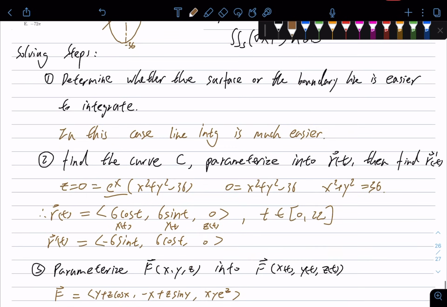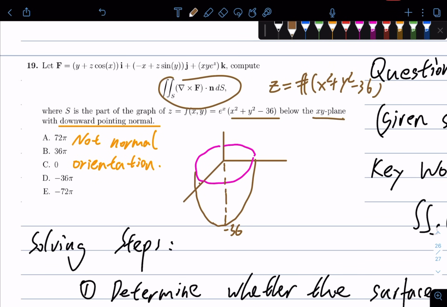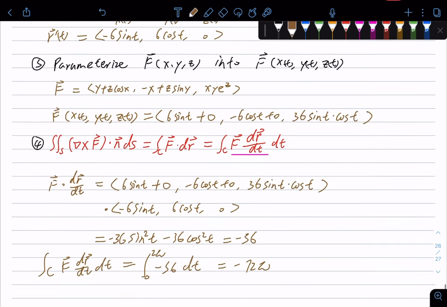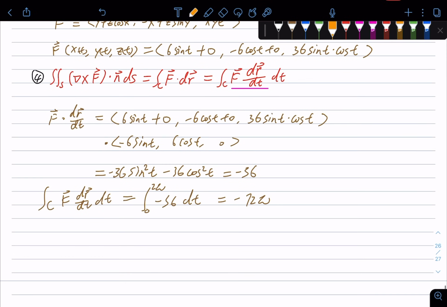Oh, but wait, remember, this is a downward pointing normal, right? If you follow the right hand rule, if you align the four fingers of your right hand with the curve, this is our normal parameterization method, you will see that your thumb is pointing upward in the positive z direction. So your normal vector will be upwards instead of downwards. So in order to fix that, in order to follow the correct parameterization, we're going to flip the sign of the final integral.